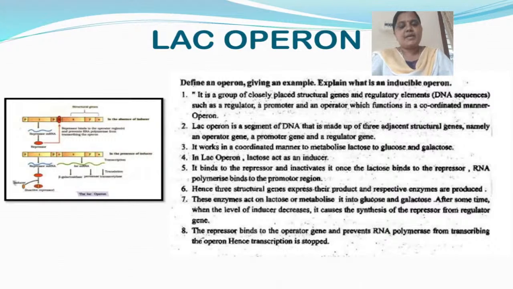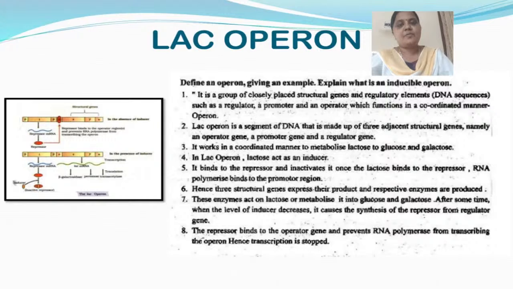The lac operon is a segment of DNA made up of adjacent genes, namely the operator gene, promoter gene, and regulator gene. It works in a coordinated manner to metabolize lactose to glucose and galactose.